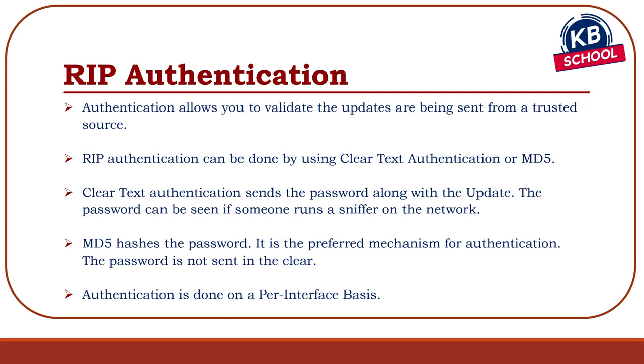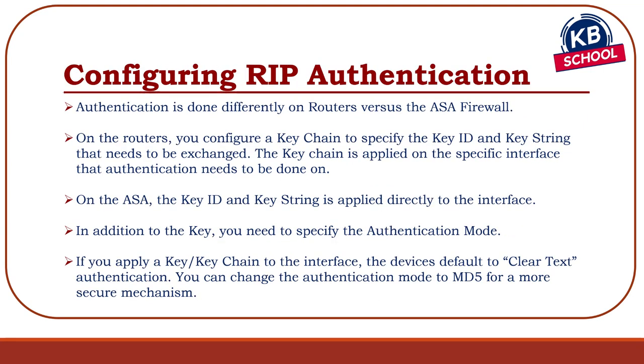Now the actual configuration of it. This is where there's a difference in the way configuration is done on a router versus an ASA firewall. On a router, you create what is known as a keychain. Keychain is a key holder that holds the key ID. Let's call it ABC, just give it a name. And inside the key, you have two components, the key ID, which is like a number, let's say 1, and the key string, which is the actual password.